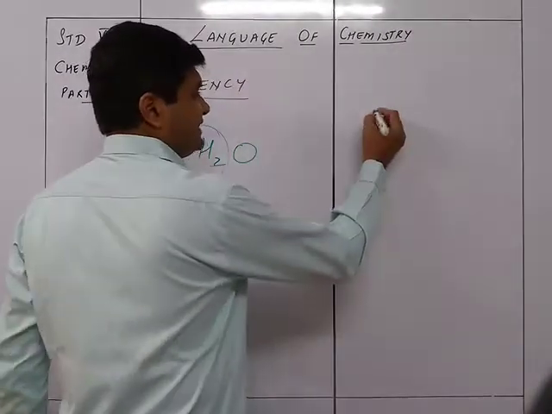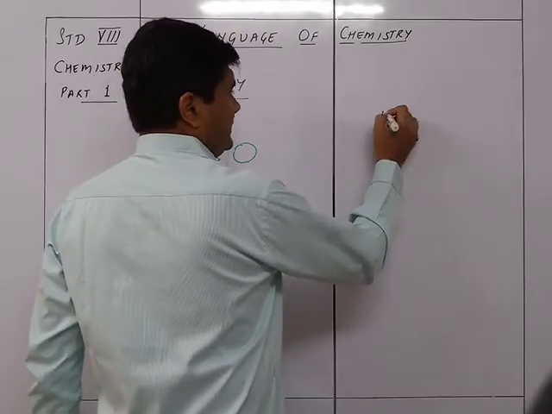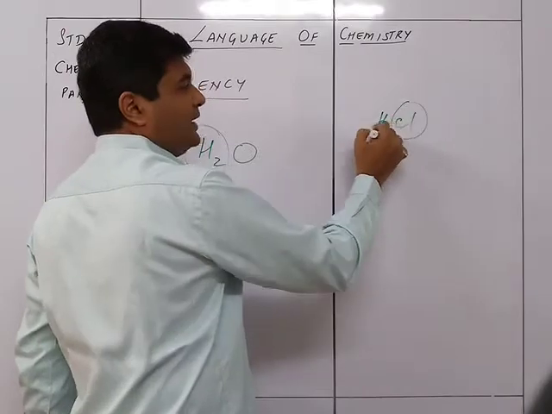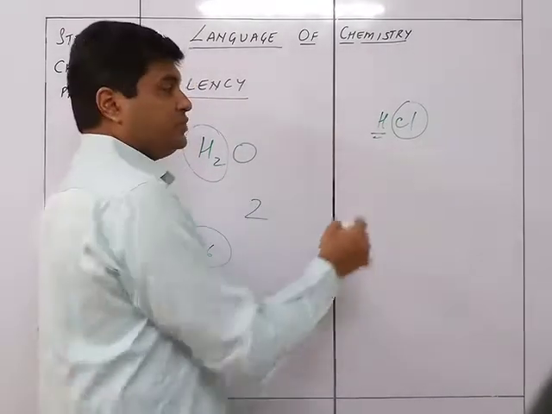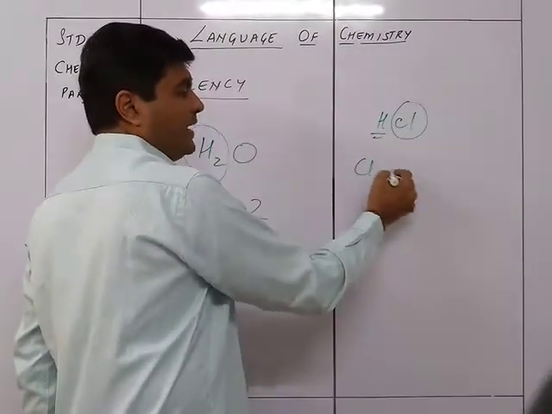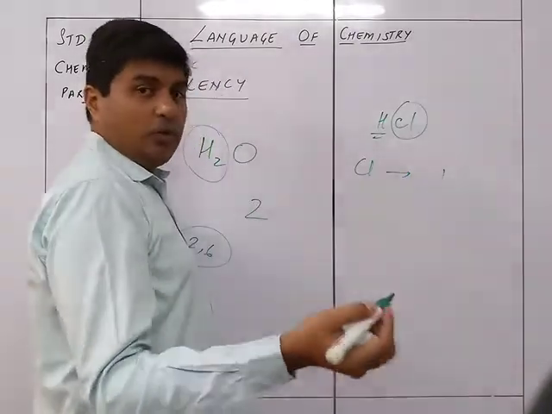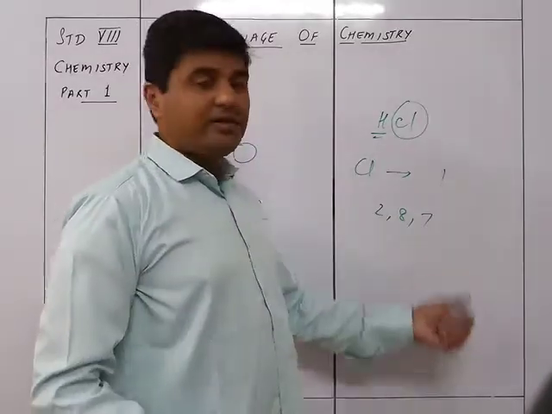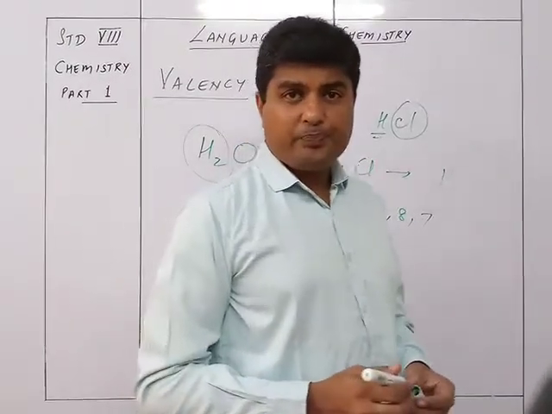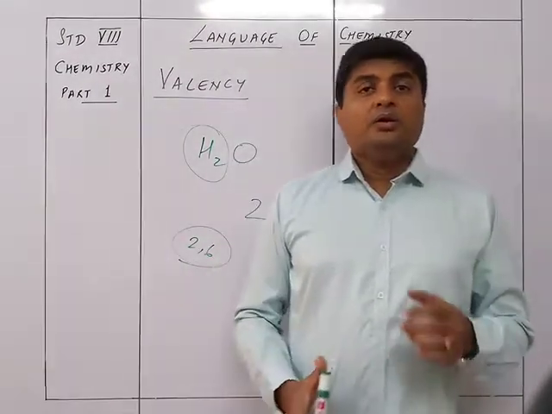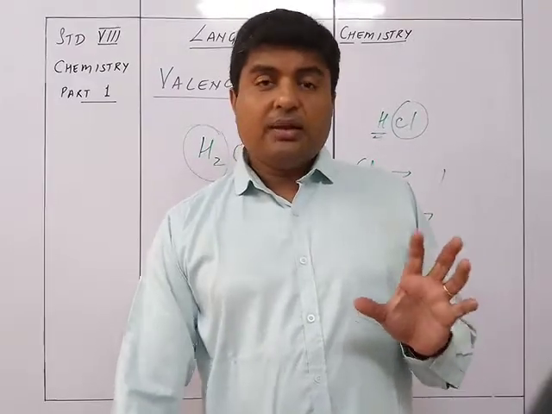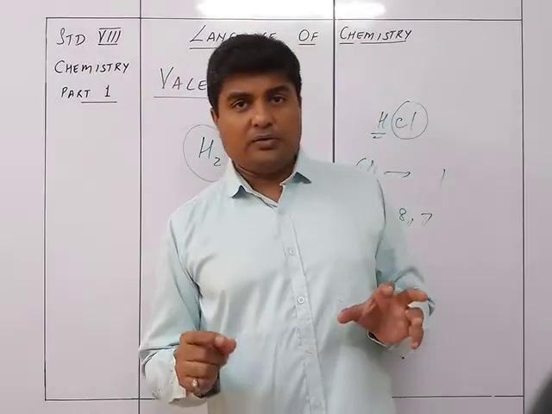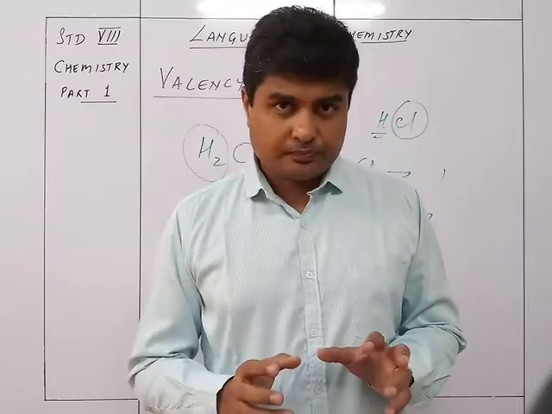Similarly, see, if I say HCl. So how much hydrogen is attached to Cl? Only 1. That means what is the valency of chlorine? It's 1. And you know very well, its configuration is 2, 8, 7. So how much does it require? Only 1. So in this way, the valency is very, very important for an element.